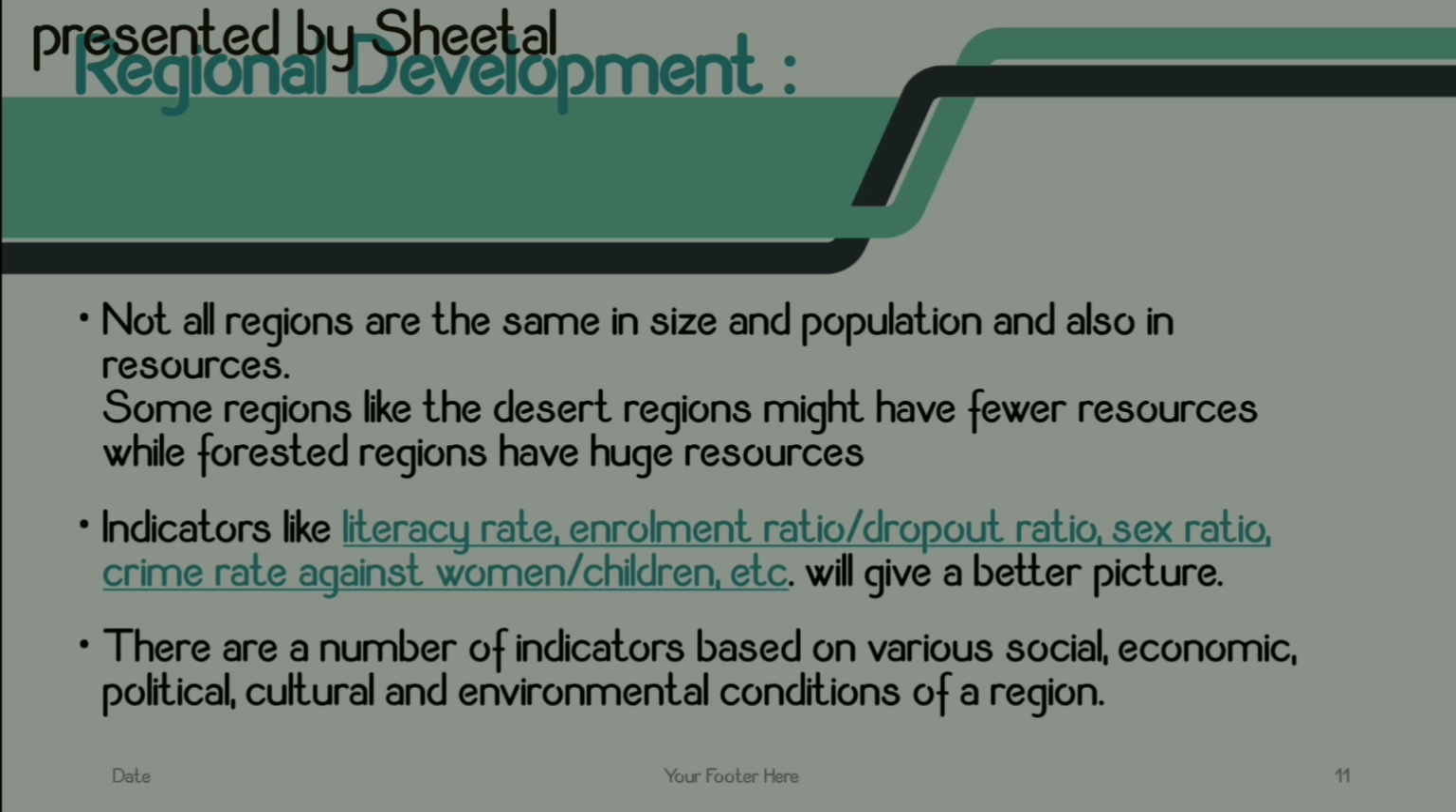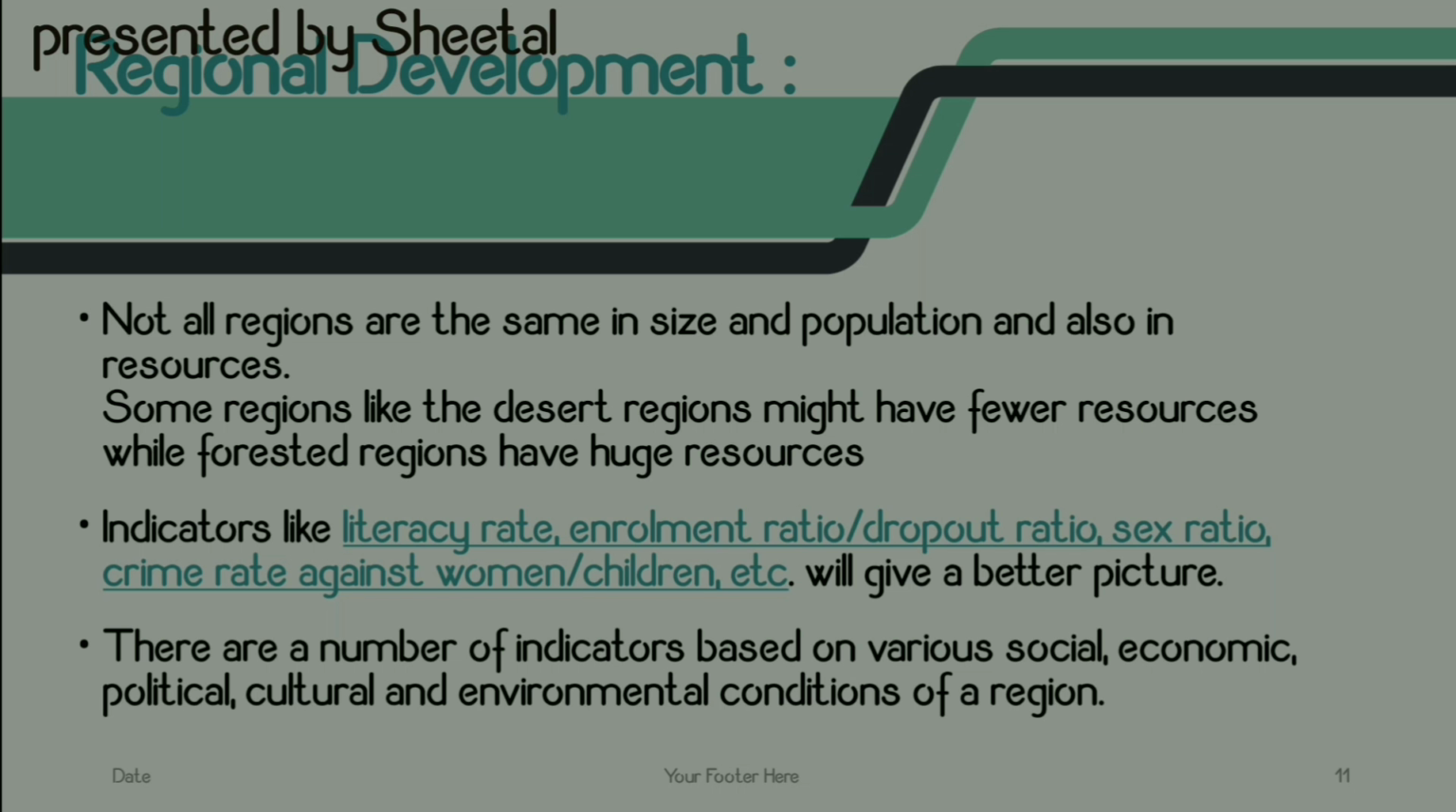So indicators like literacy rate, enrollment ratio, dropout ratio, sex ratio or crime rate against women or children will give you a better picture. So there are a number of indicators which are based on various social, economic, political, cultural, environmental conditions. So how can you classify the difference between one region and another region? With the help of social activities, economic activities, political activities, as well as cultural activities.